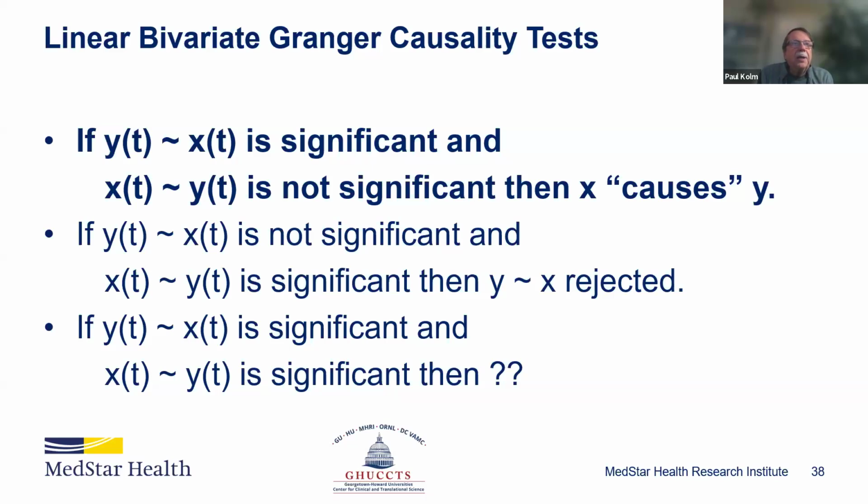If it turns out that the opposite is true, that y sub t modeled by x sub t is not significant, but the opposite is, then we can't say that x causes y. If, on the other hand, both are statistically significant, then we really don't know what to say. We have no conclusion that we can make.